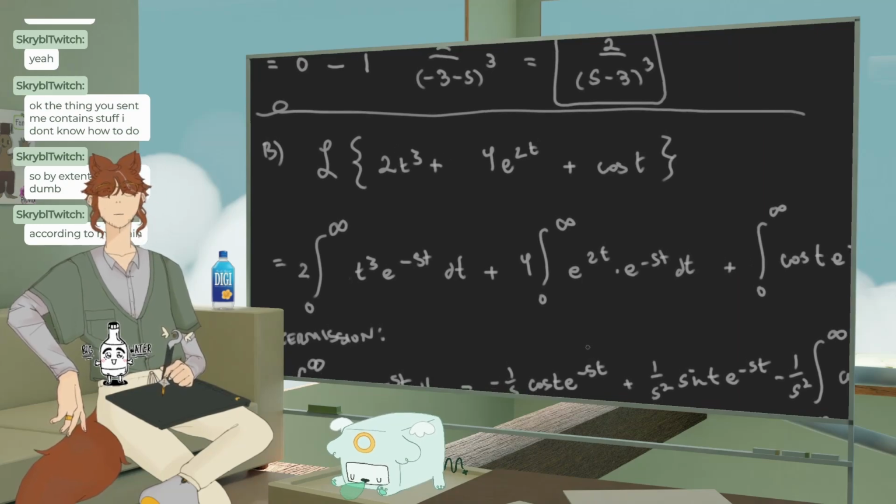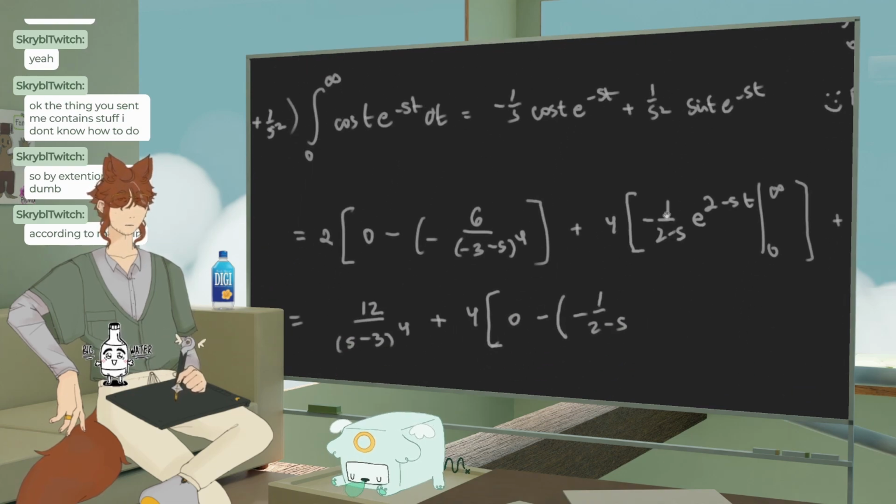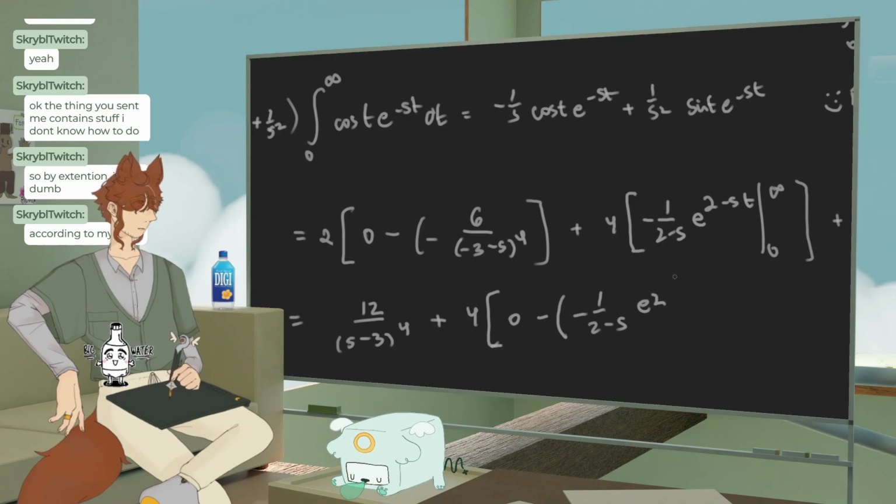For e to the 2t, I guess the weird part is that it's 2t. It's a shift of e, it's a shift of 1 by 2. I think, I don't know, this one might be wrong. The jury's out, okay? Because there's an e squared in here and I don't think that's right.